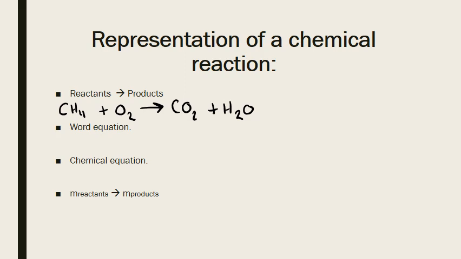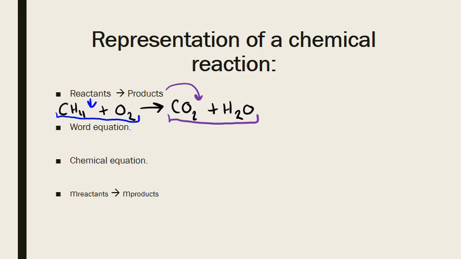So, first of all, we looked at what are the reactants and what are the products. Anything that is before the arrow, these are called reactants. So here, for example, these here are before the arrow, and these are called reactants. Anything after the arrow is called products. So here we have methane and oxygen as reactants, and carbon dioxide and water as products.